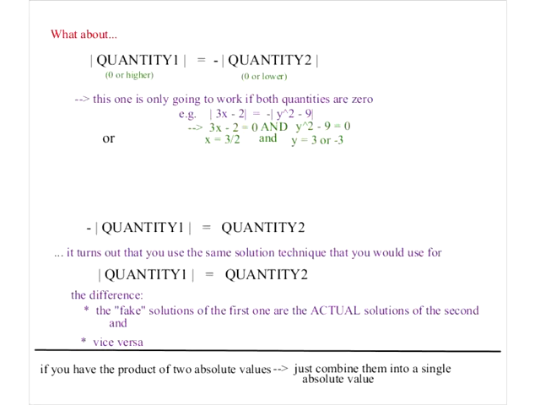Because you can do that. In other words, if you have something like absolute value of x times absolute value of y, then that's the same as just having the absolute value of x times y in the first place. So the product of two absolute values is not something that really exists in the first place. At least you don't have to leave it that way.